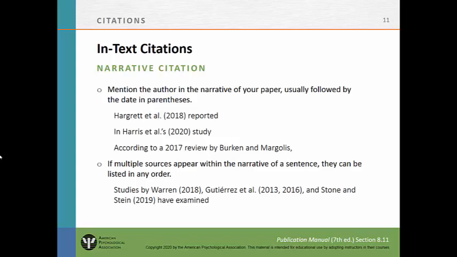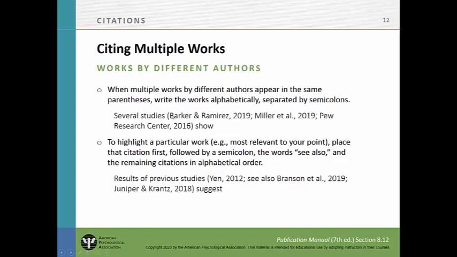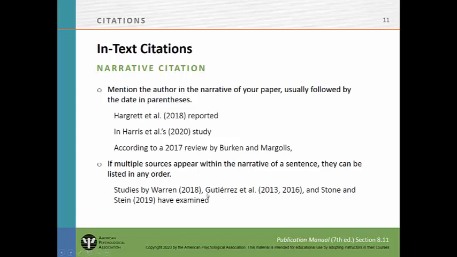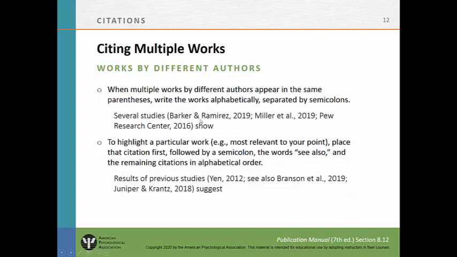If you have multiple citations in the narrative, there's no need to list them in any particular order. But in a parenthetical citation, if one set of parentheses has multiple authors, then you alphabetize them by the first author's surname. So coming back here, studies by Warren, Gutierrez, and Stone have examined. Well, okay, you can put those in any order you want. But if you are going to put a bunch of citations in the same set of parentheses, then you need to alphabetize those. If you want to highlight one work from the others, then you can list that first, then put a semicolon and say see also, and then the other citations, and you put the remaining citations in alphabetical order.